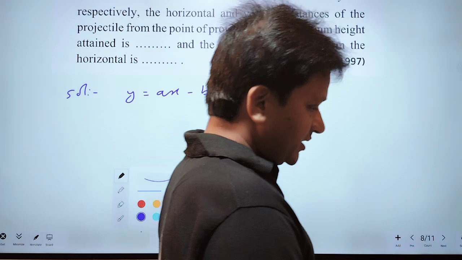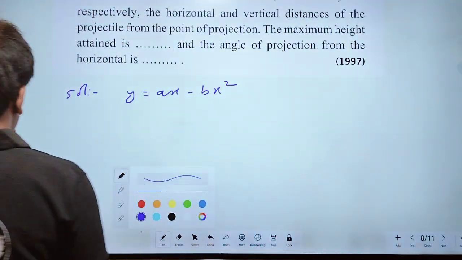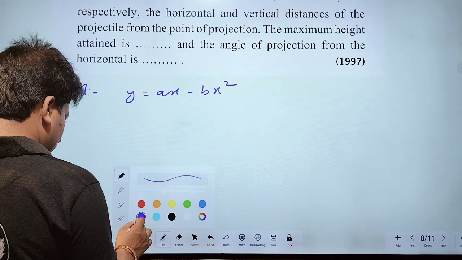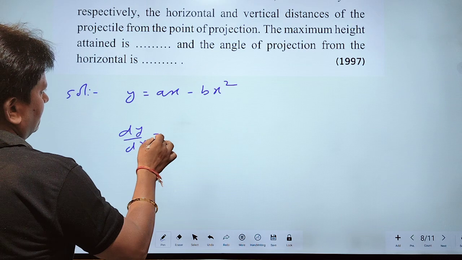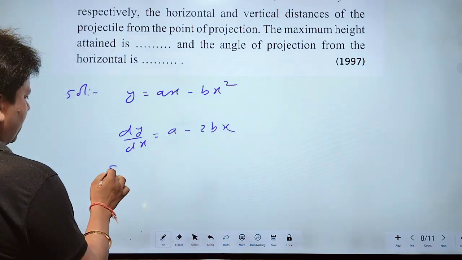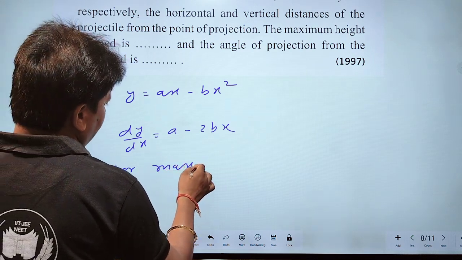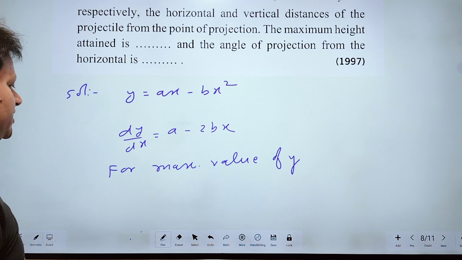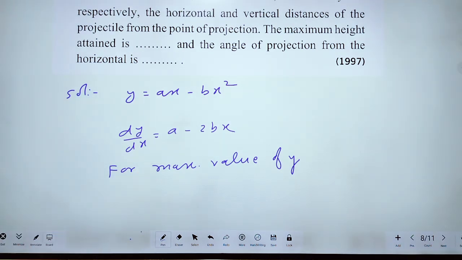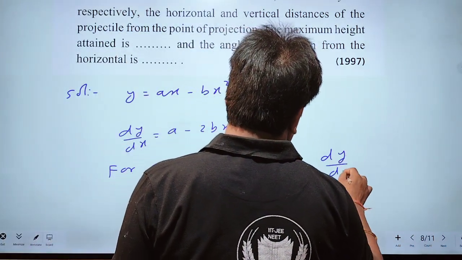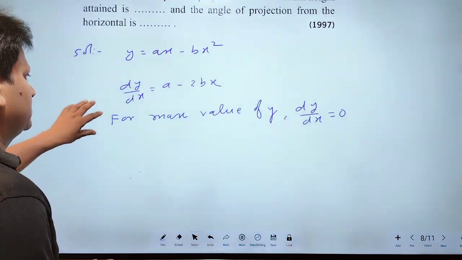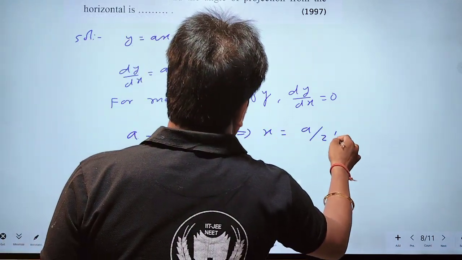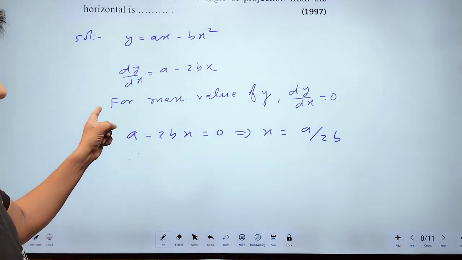Whenever in a question we have to find a maximum or minimum value, first of all we find dy by dx. For the maximum or minimum value of y, here we have to find the maximum value. Therefore, we can write for the maximum value of y, dy by dx should be equal to 0. Therefore a minus 2bx should be equal to 0. This implies that x is equal to a by 2b. At this point, y will be maximum.